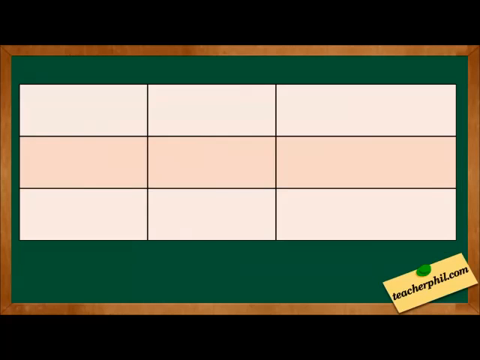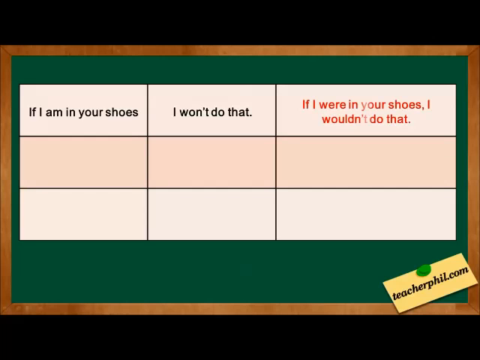The third one, if I am in your shoes, I won't do that. The answer is, if I were in your shoes, I wouldn't do that. If I am in your shoes is in the present simple. We need to change it into simple past. If I were in your shoes. Won't is the contraction of will not. We need to change it into wouldn't. I wouldn't do that.